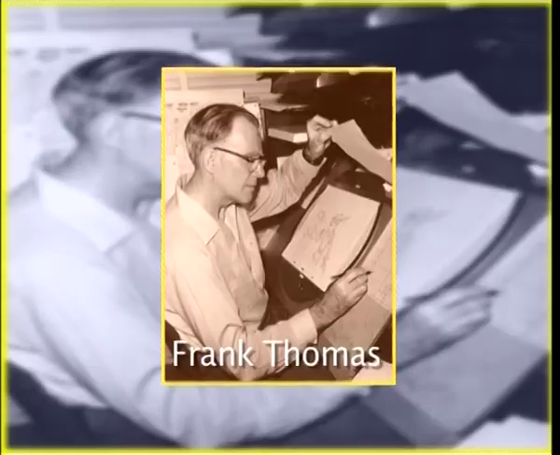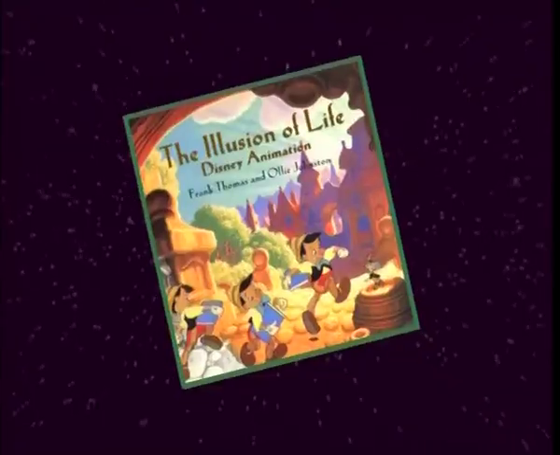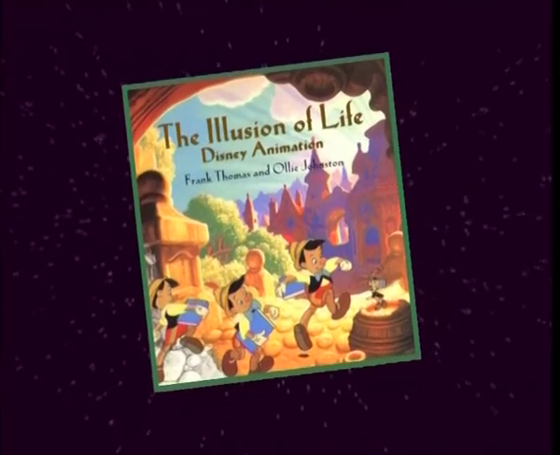These 12 basic principles of animation were introduced by the Disney animators Ollie Johnston and Frank Thomas in their 1981 book, The Illusion of Life, Disney Animation. The book and its principles have become generally adopted and have been referred to as the Bible of the industry.